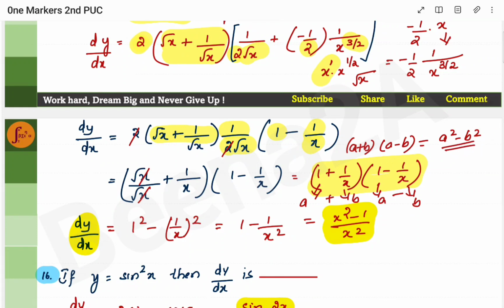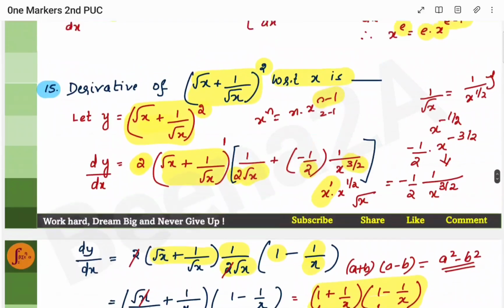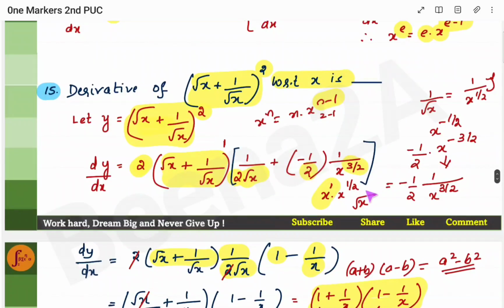Now what is a? It's 1 square. And what is b? It's 1 by x, the whole square. I can further simplify this and write it in this form. Here I can take the LCM and I'll get this as the answer. Slightly lengthy, and because of this power it gets confusing, but yeah, this needs to be practiced.